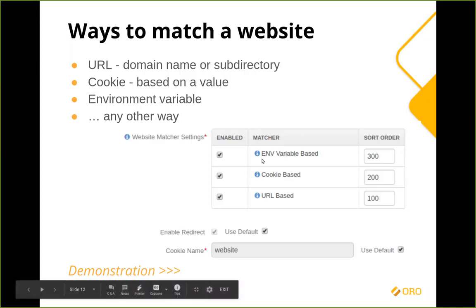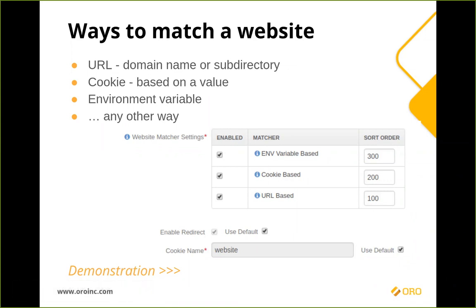And finally, we have environment variable based URLs. This is the most simple one. If you have some environment variable set on the web server level, the application will simply try to match it. And if it matches, it will use this website based on the value of this environment variable.